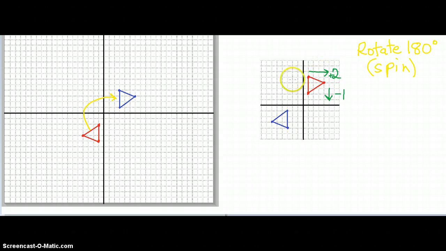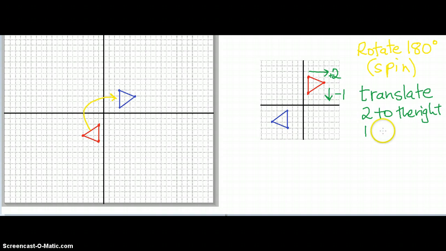And whenever you just move something around, when you translate it, that's the word we use. It's called a translation. So we'll say translate 2 to the right and 1 down. These are the 2 transformations that take place.